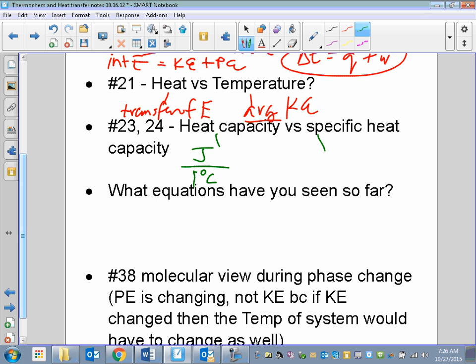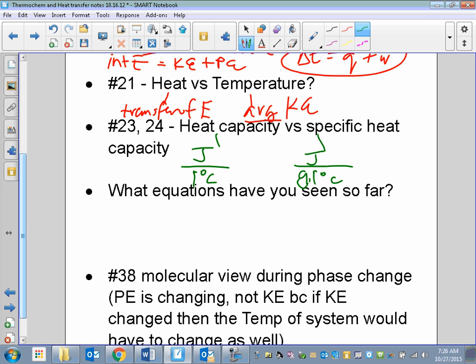Okay, tell me what that's different from this. Specific heat is like the ratio between the heat and the unit of mass to raise the temperature by 1 degree Celsius. Okay, that's kind of weird, but okay. So this one does not include mass. This one does include mass.